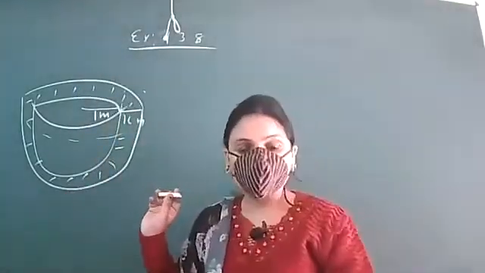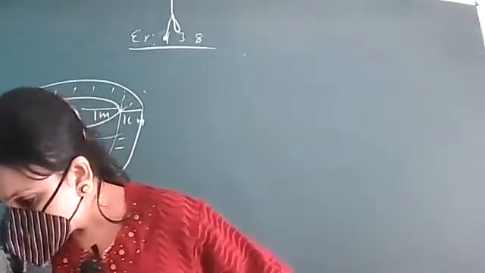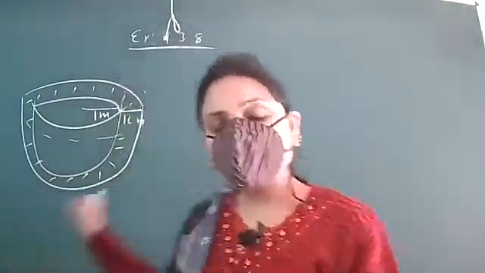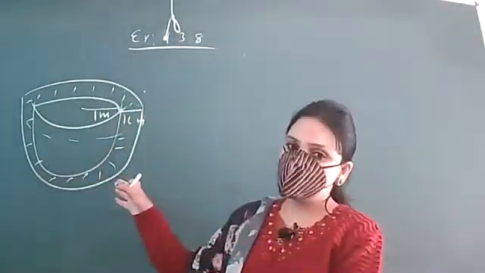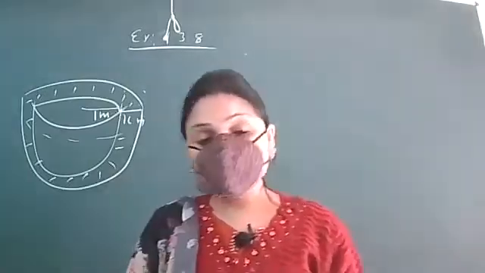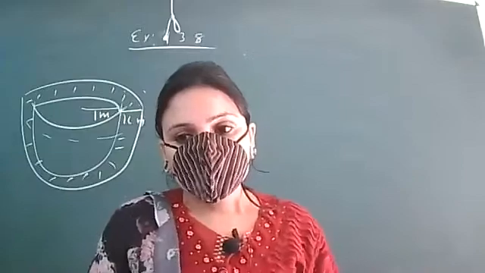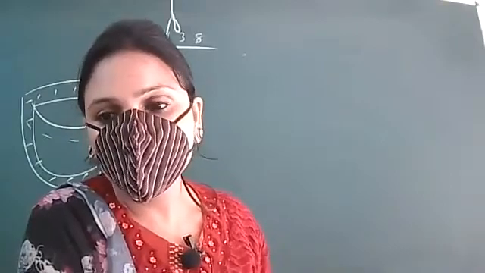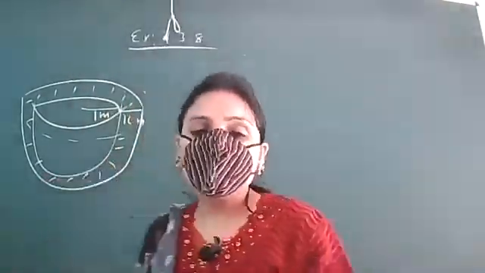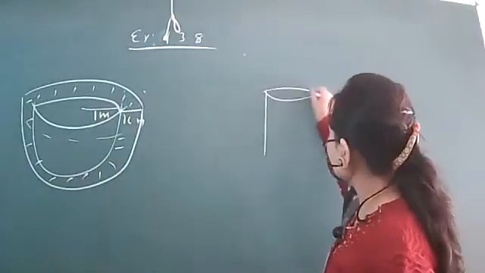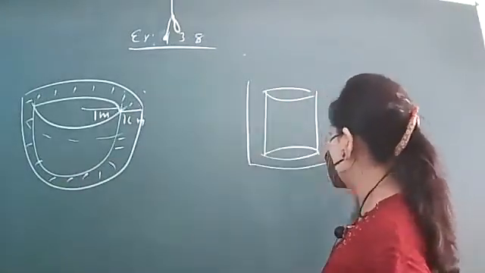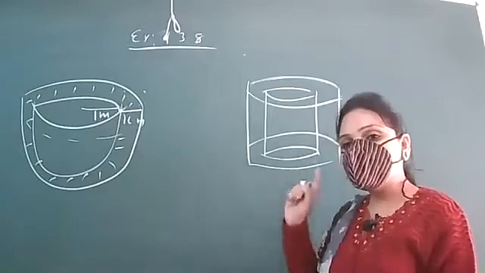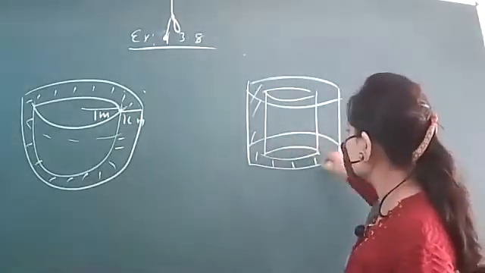hemispherical tank, right? So the question is, find the volume of the iron that has been used to make the tank. Whatever iron has been used to make this tank, we want to find the volume of that used iron, right? Earlier also we have discussed such a question in the case of the hollow cylinder. I have told you that when we have some solid object which is hollow inside, that object's volume is the volume of the wood that has been used to make this cylinder.